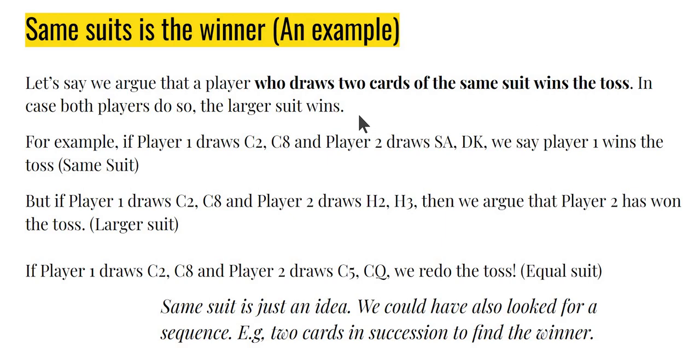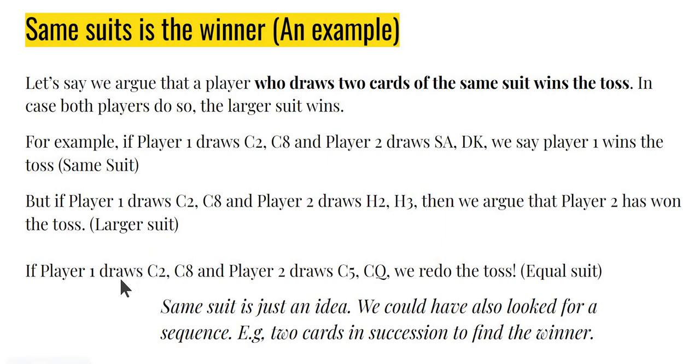Now this is interesting. Here we are ignoring the number but focusing more on the suit, not of just one card but both the cards. So for instance, let's say player 1 draws C2 and C8, so 2 of clubs and 8 of clubs. Player 2 draws, for example, ace of spades and king of diamonds, really good cards in usual gameplay. But here, we say player 1 wins because these two come from the same suit. On the other hand, let's say player 1 draws C2 and C8, and player 2 draws H2 and H3. We will say player 2 wins because of larger suits, as heart is considered bigger than clubs.